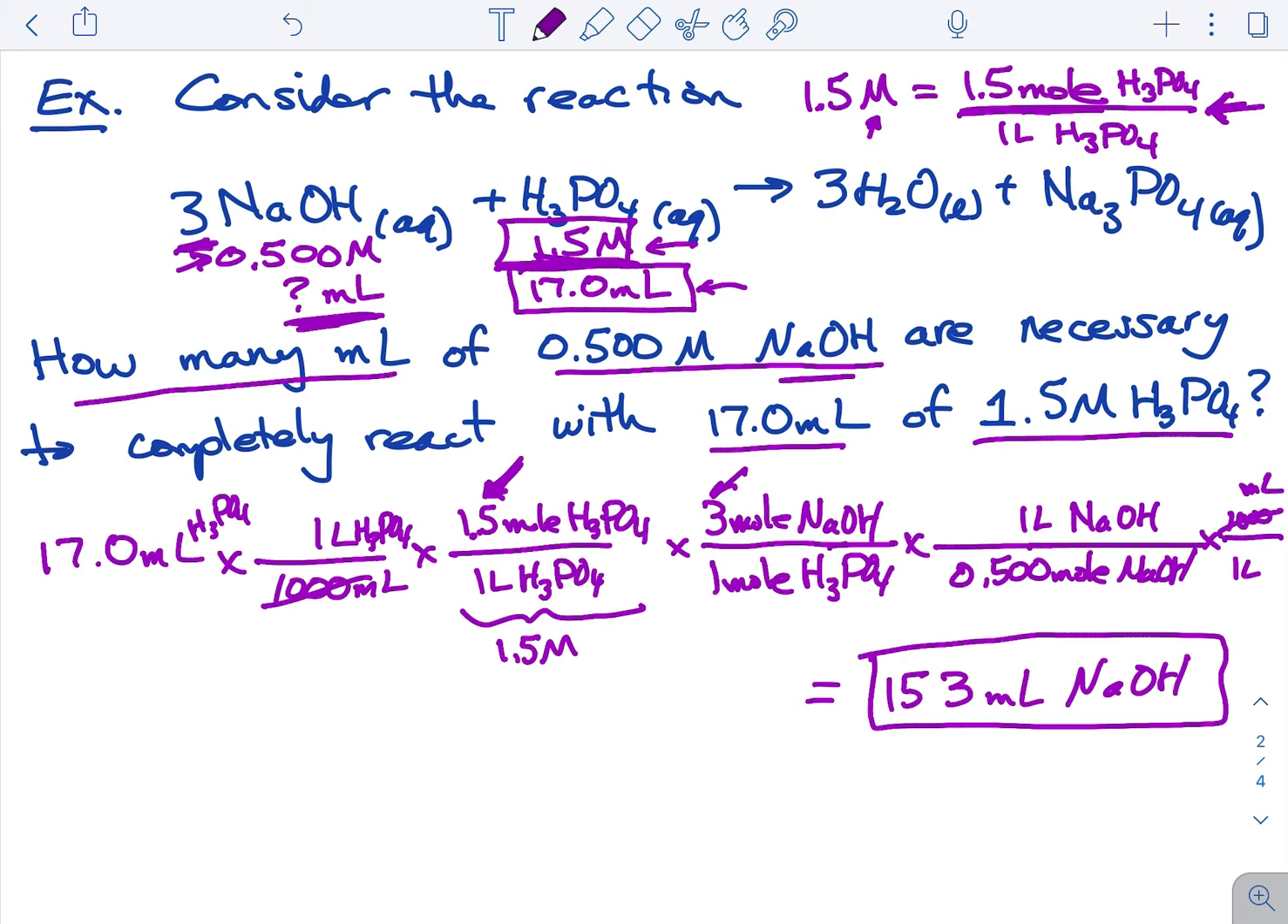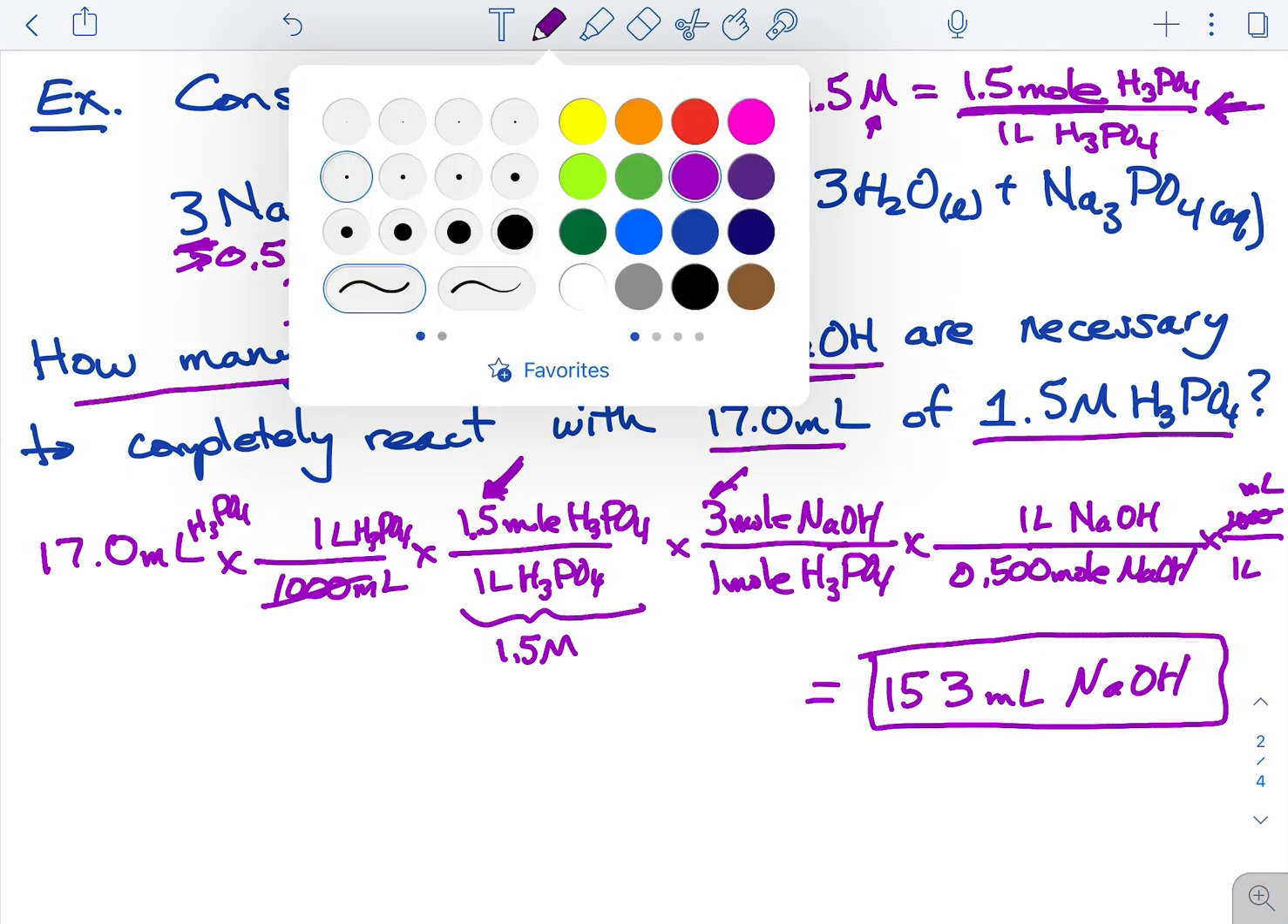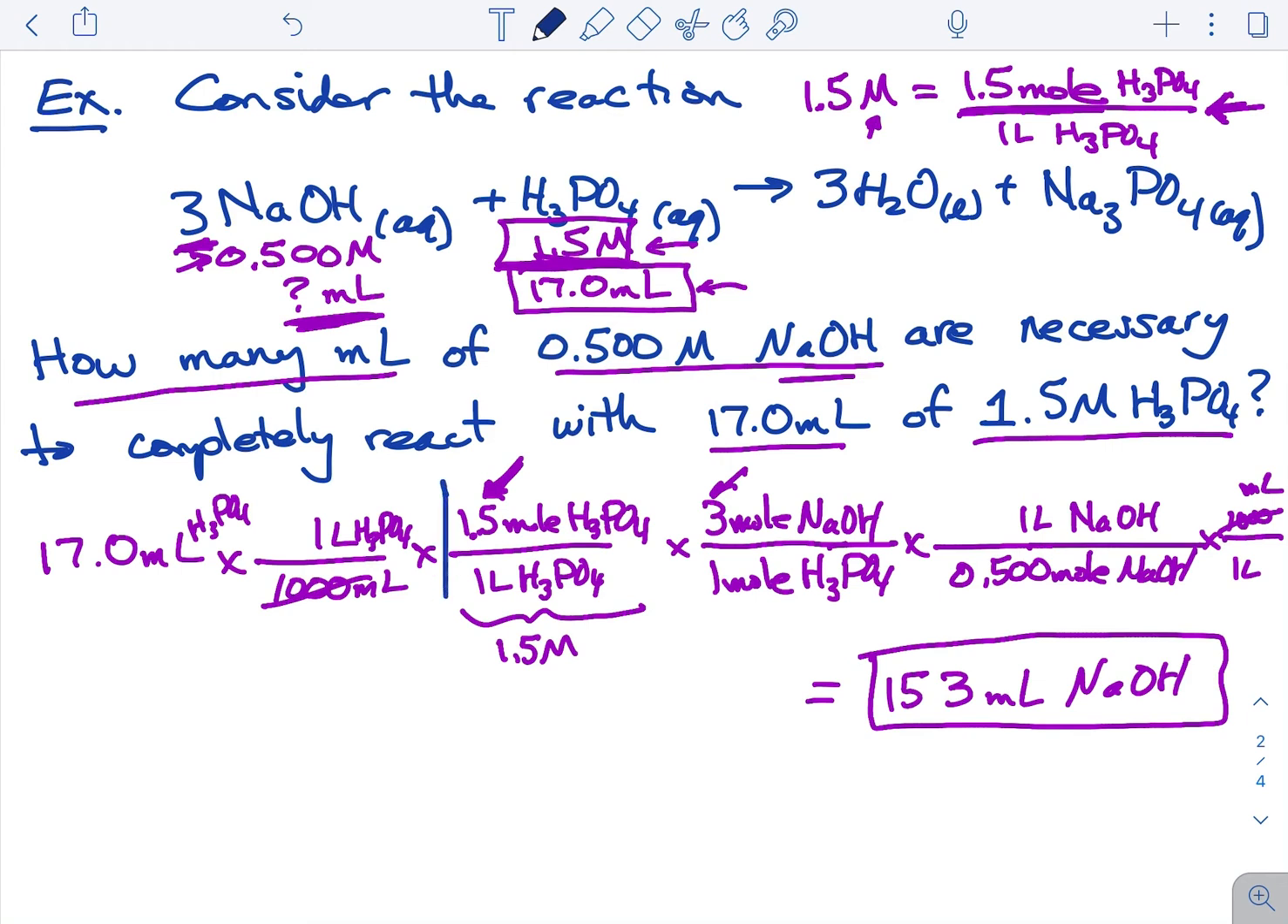The big new concept here is this trick of using the molarity as a conversion factor. You can do this, and it's totally fine, and it'll make your life a lot easier. Otherwise, you have to use the molarity equation twice, and you have to do a mole-to-mole ratio in the middle, and it becomes this big mess, and you don't want to deal with it.